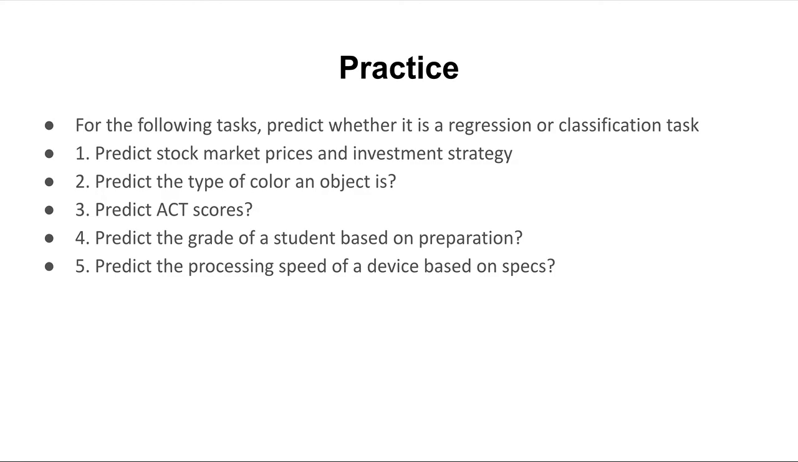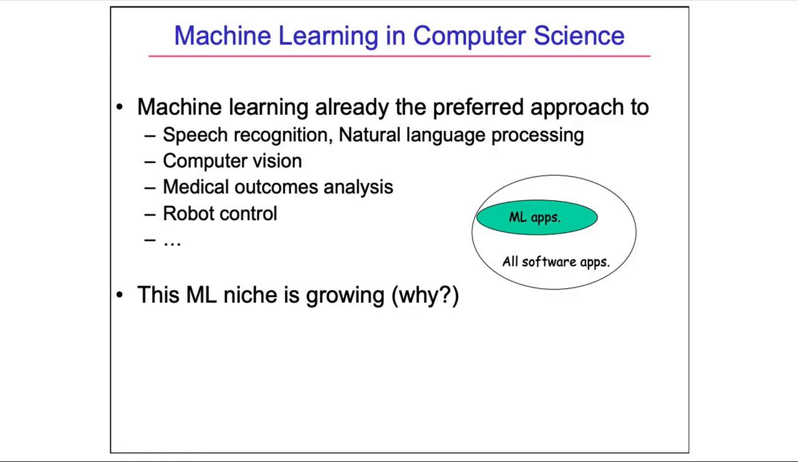And let's finish off. Let's conclude today's video by reviewing some of the stuff we went over. So let's go back to our applications of machine learning. Why is machine learning already the preferred approach to speech recognition, NLP, computer vision, robot control? So one question for you to think of after you're done watching this video is that the machine learning niche is growing. And why is it growing? We have to really understand why it's growing. Let me answer this question for you.